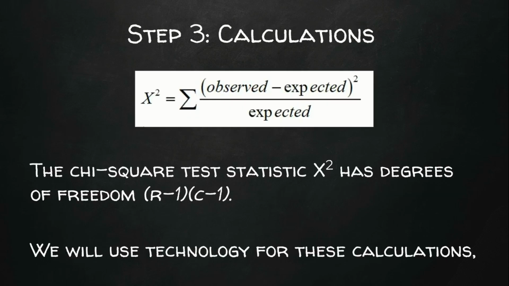For our calculations, the test statistic is still our chi-square, and it is calculated by taking the sum of our observed minus the expected, squared, divided by the expected. Now, this chi-squared test statistic has degrees of freedom of the number of rows in our table minus 1 times the number of columns in our table minus 1. We will be using technology for all of these calculations, as they can get quite daunting to do by hand.